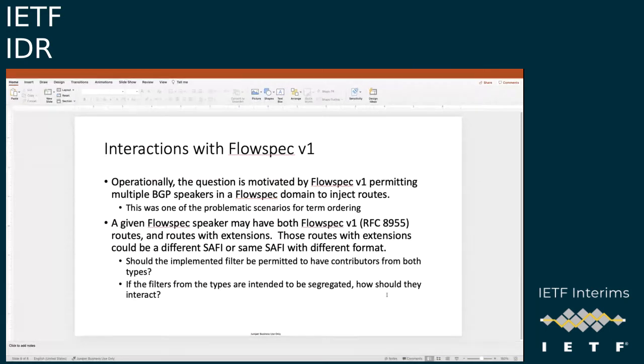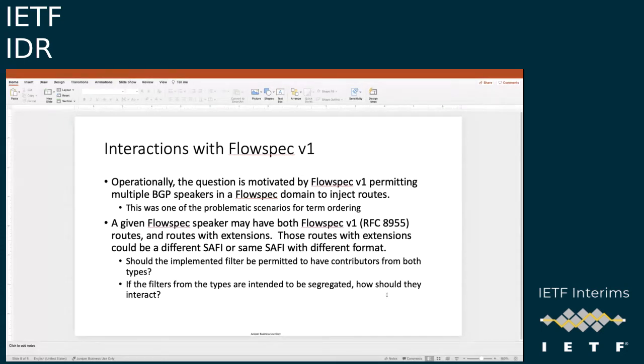One of the biggest challenges we're going to have, even once we've decided what the extension mechanisms look like, is how do things interact with a completely boring, plain, 8955 compliant FlowSpec v1. So operationally, the motivation for discussing this is really, what do you do about term ordering? That was an example. If you have FlowSpec v1 that doesn't support term order, and you have a FlowSpec v2, which is a required feature, where do the rules sort next to each other?